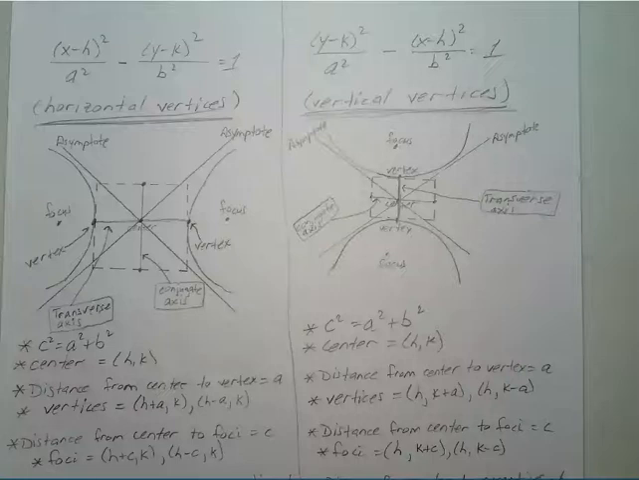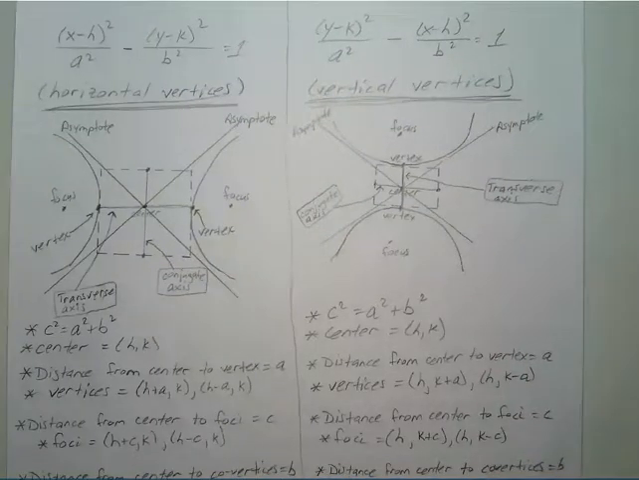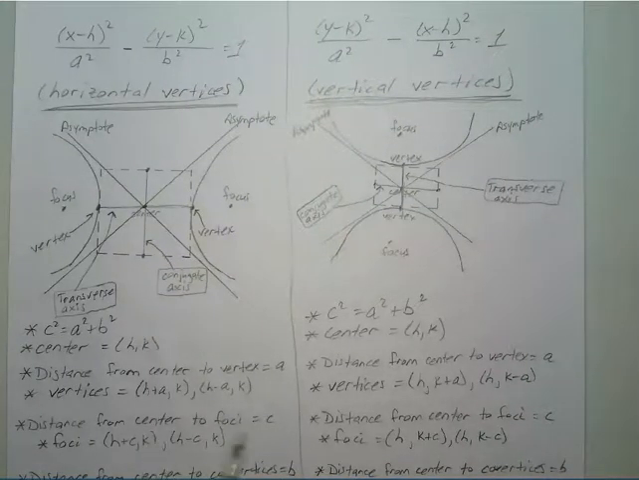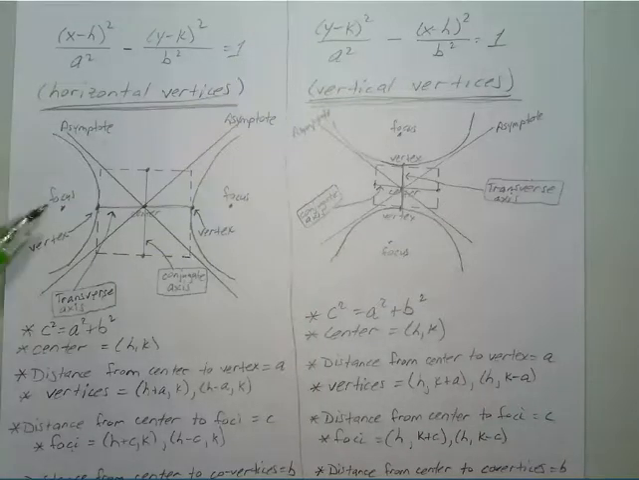Now your vertices, if it's centered at (h, k), can be found by (h plus a, k) and (h minus a, k). So those would be your coordinates. Now you also remember that the distance from the center to the foci is c. So to find your foci actual points, it's (h plus c, k) and (h minus c, k).